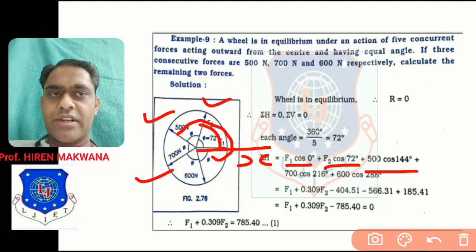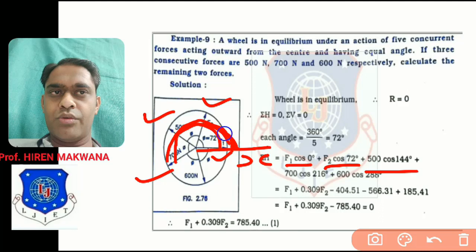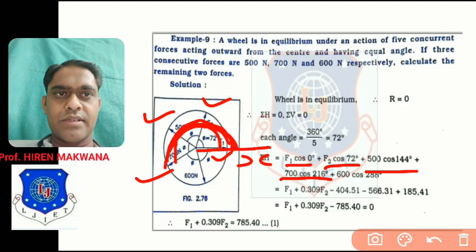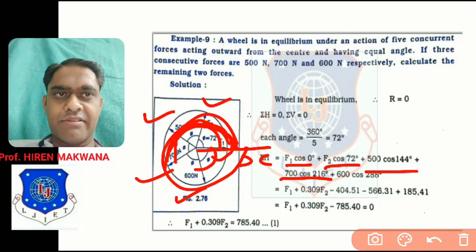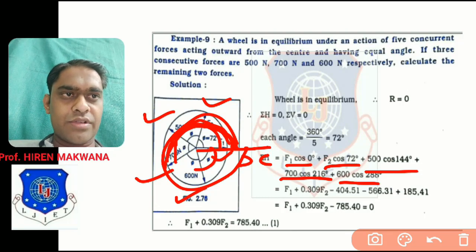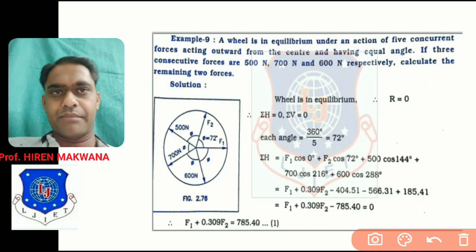The next force is 700 Newton. The angle from the x-axis is 72 plus 72 plus 72, so the answer will be 216. The last one is 600. The angle will be 360 minus 72, so it is 600 cos 288. You can see this from the figure.